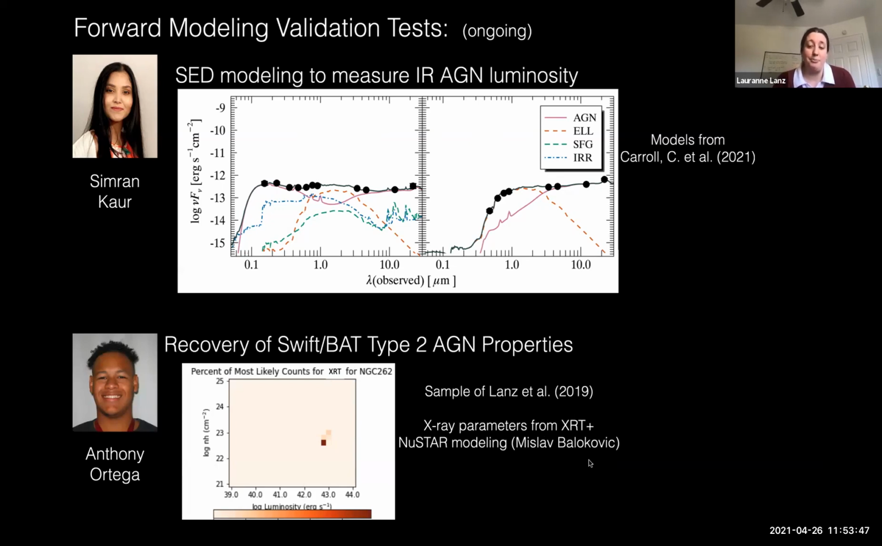From Mislav Baloković, we have the luminosities and the true obscurations that come from a combination of modeling XRT plus NuSTAR. And so we're currently in the process of running this methodology just on the XRT to see how well it does at recovering those parameters. And hopefully this summer, we're going to extend it to doing a combination of constraints on XRT plus NuSTAR to see how well that does at recovering those parameters, and as a result, how much we can trust what we get from SPODs.